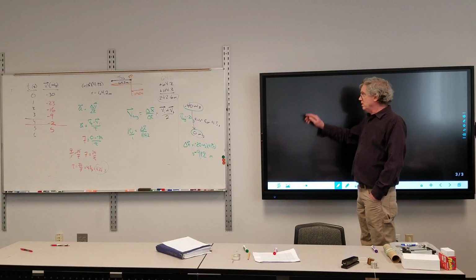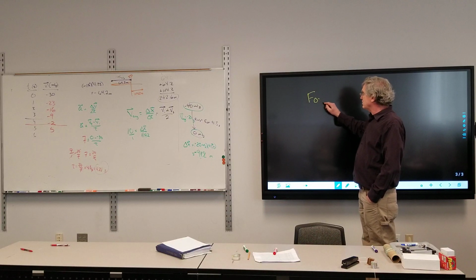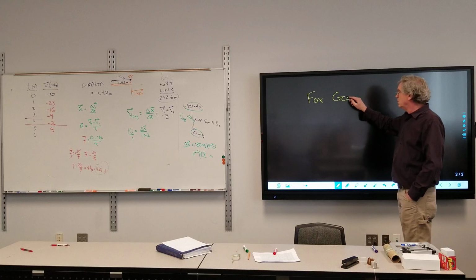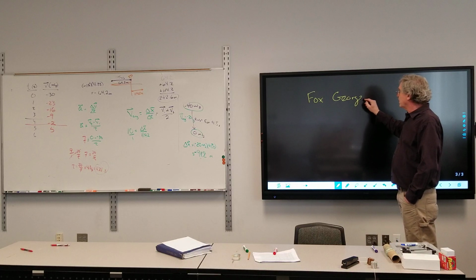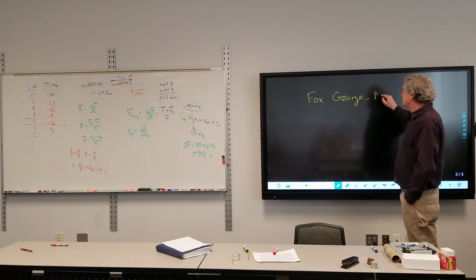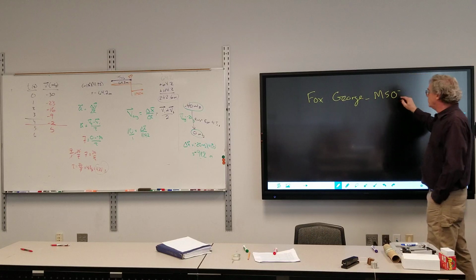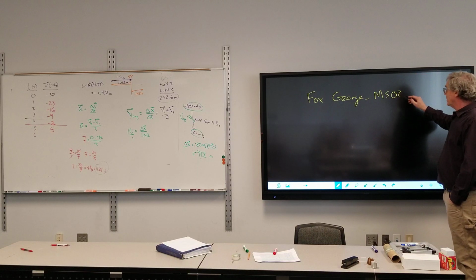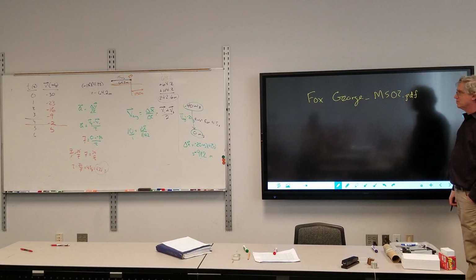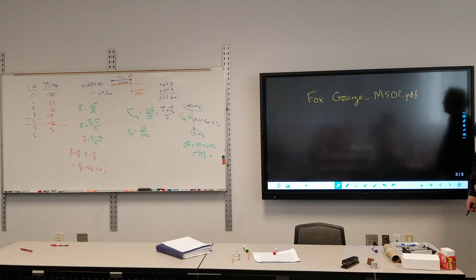If I were submitting it, it'd be last name, first name, underscore, master set 02, or write out master set or something like that, dot PDF. That's if it's in one document. If you're not quite sure, if you have JPEGs and you need to get it into a single PDF, let's say you got 5 JPEGs, you need to submit it in a single PDF.